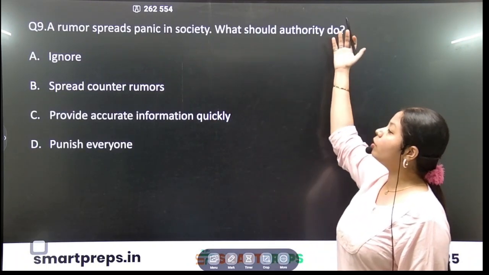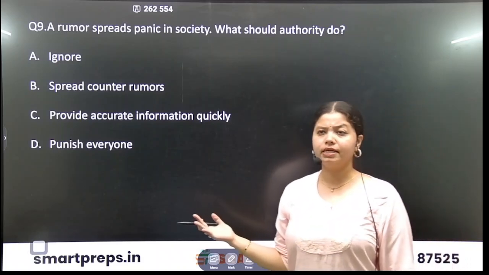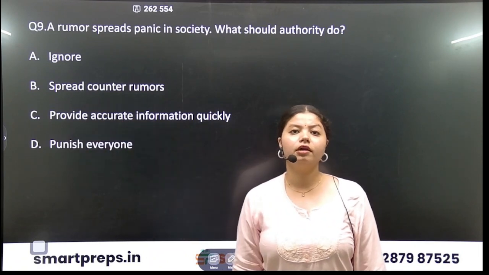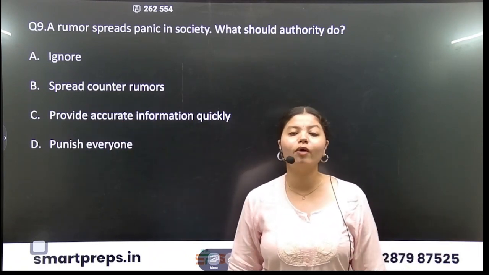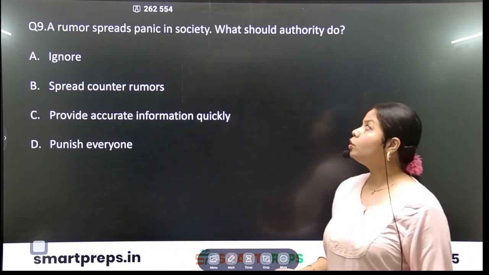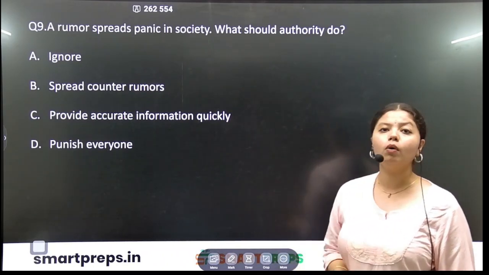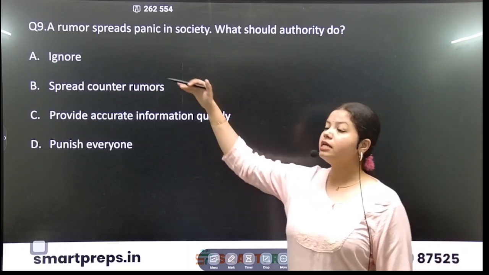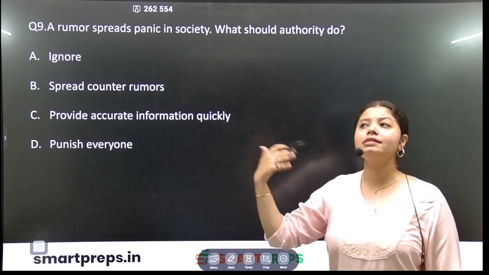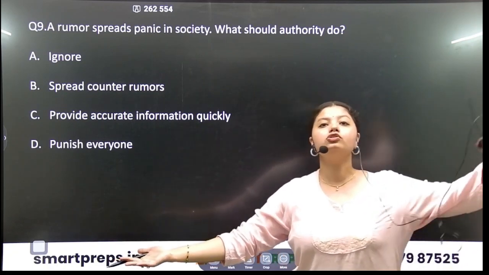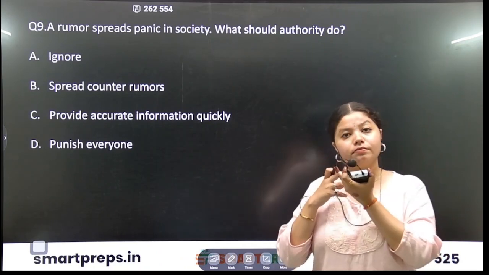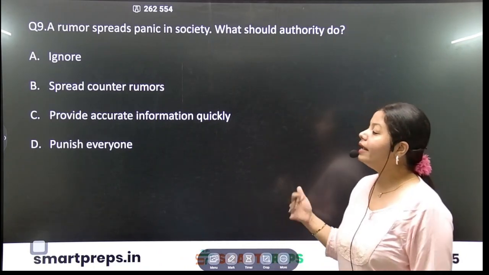What should the authority do? Say there is a rumor that a fire is taking place nearby, or there was a blast nearby. What will you do as an officer? A rumor spreads panic in the whole society. What should the authority do now? Should the authority ignore it, or spread counter rumors that since the blast has taken place, so and so group has done the blast? What must be the correct option?